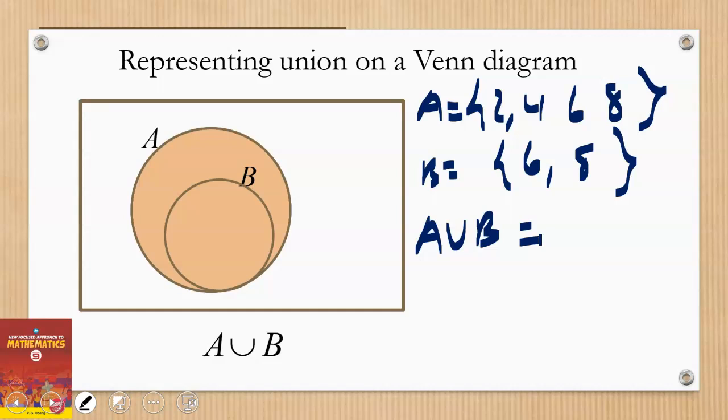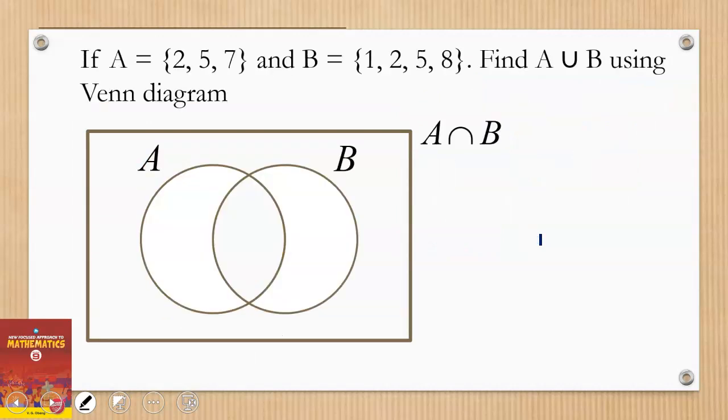Now let's take one more example and then we end this lesson. For example, if A is giving us 2, 5, 7 and B is giving us 1, 2, 5, 8, find A union B using the Venn diagram. First of all, let's see whether there's an intersection between them. There is an intersection between these two sets. We have 2 and 5 as the intersection. So we position 2 and 5 in the Venn diagram, 2 here and then 5 here as well.